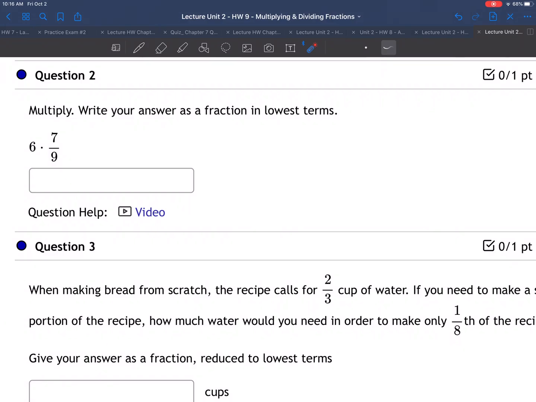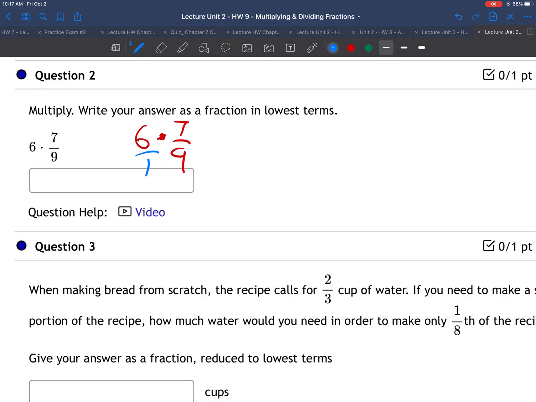Here's an example in which we're multiplying a whole number and a fraction. So we're taking 6 times 7/9. So how do we multiply a whole number times a fraction? Well, you probably remember you put the whole number over 1 to make it look like a fraction, right? Whenever a whole number is interacting with a fraction, put it over 1 so it looks like a fraction.